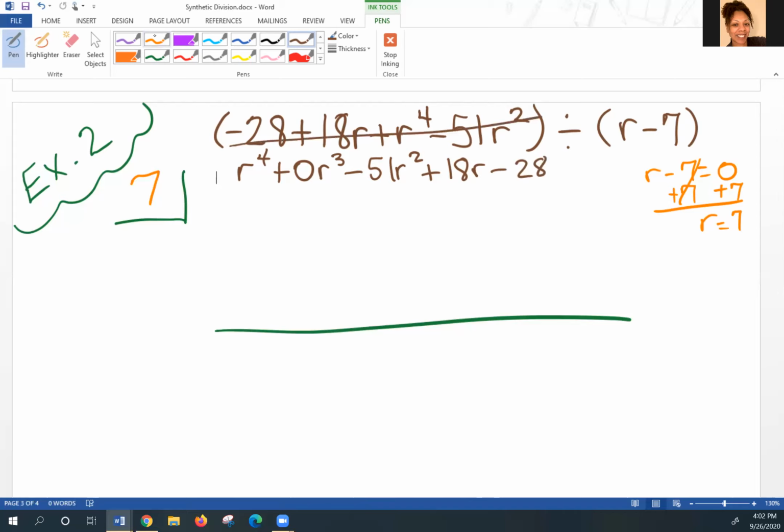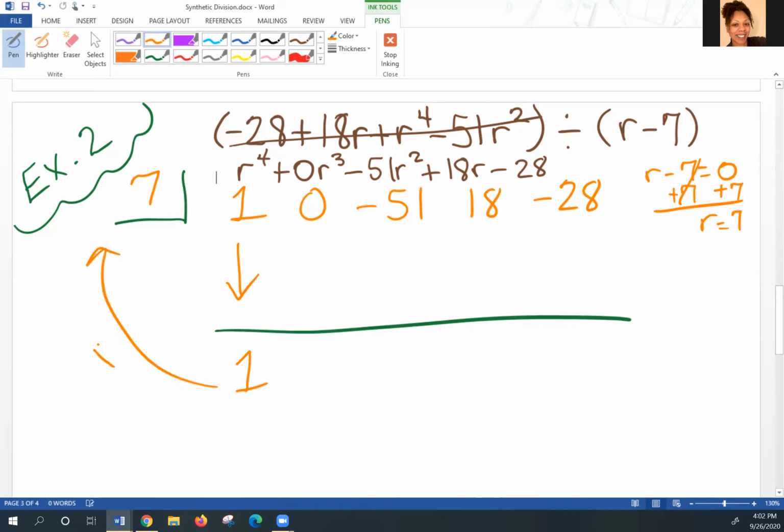I no longer need that. So when I'm writing it in synthetic division form, I only want the coefficients. I don't want the variables. So the coefficient for r to the fourth is 1. Coefficient for r cubed, I put in a 0, negative 51, 18, and negative 28. First step, always take the first term's coefficient and bring it down. Whatever that is, I am going to multiply it times the divisor. So 1 times 7. Take that answer and I place it right above the line.